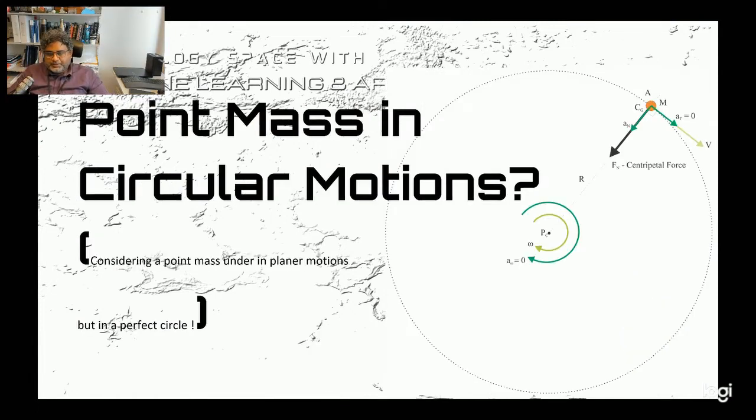So let's expand our imagination by assuming that the point mass under planar motion is going through a perfect circle. So now this point mass is making a circular maneuver or circular motion. There are some important features we should highlight in this situation.